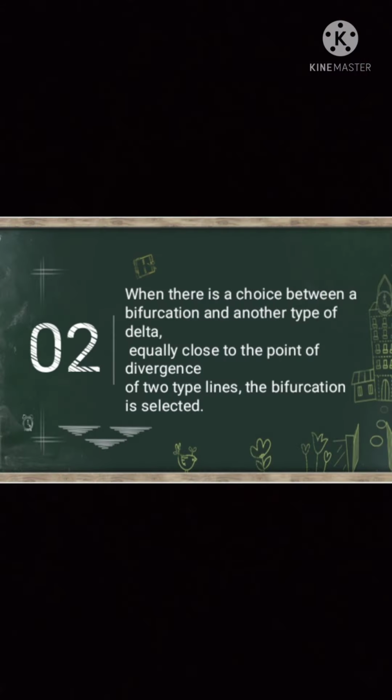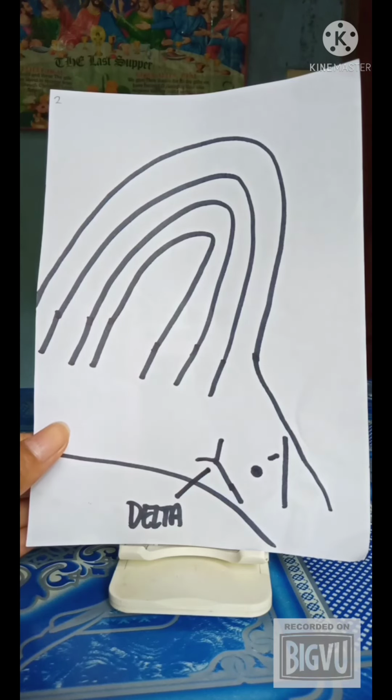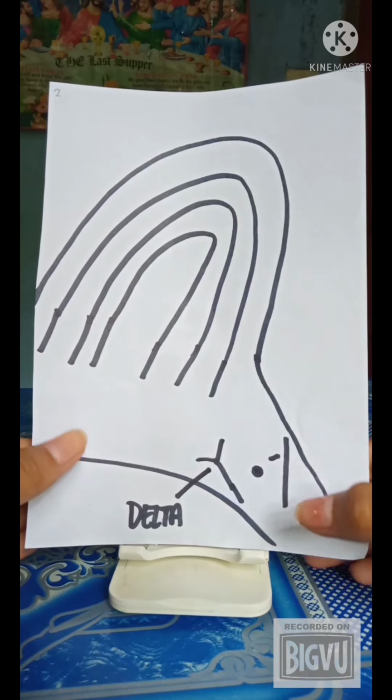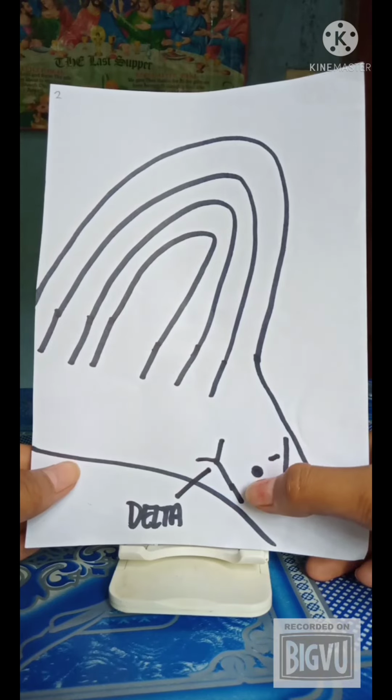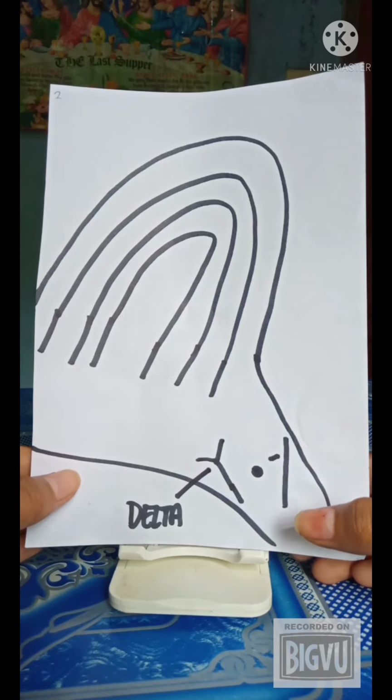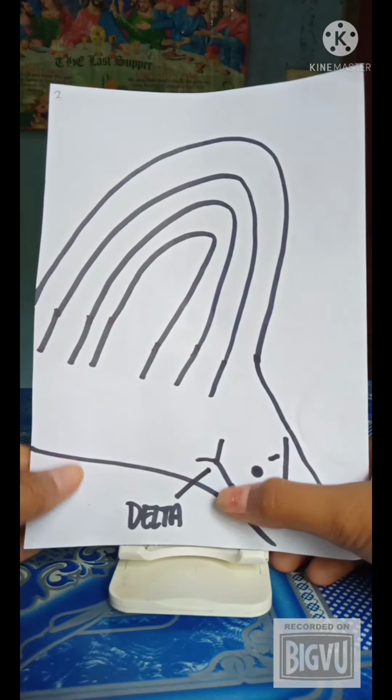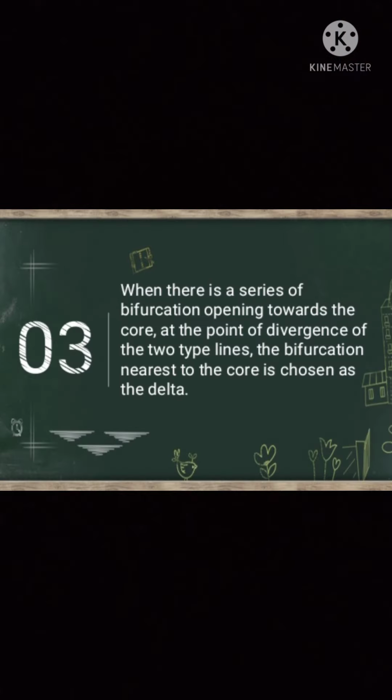Rule number 2: when there is a choice between a bifurcation and another type of delta, equally close to the point of divergence of two type lines, the bifurcation is selected. So let's say there are a lot of delta formations here. There are a short ridge, a dot, and a bifurcation. We are going to choose the bifurcation as a delta. So this one is the bifurcation.